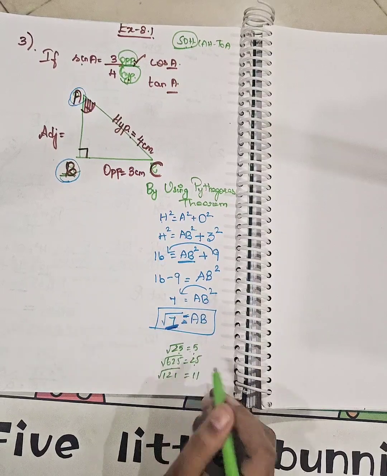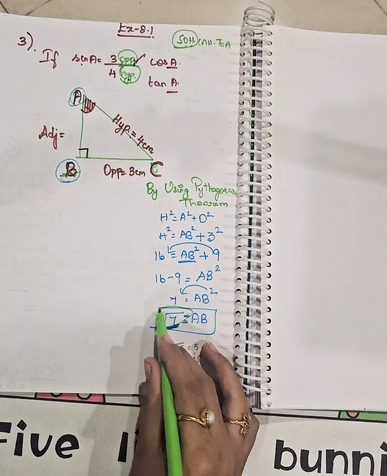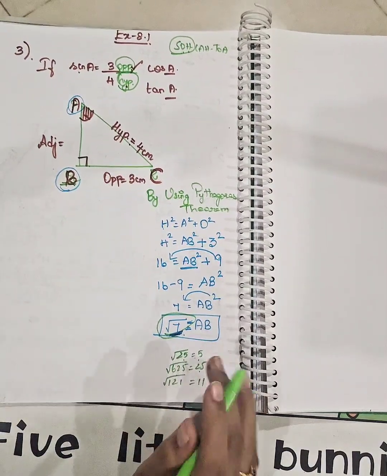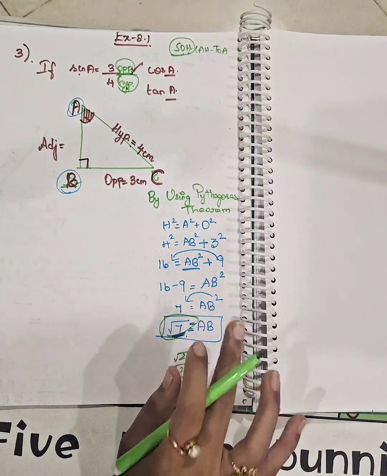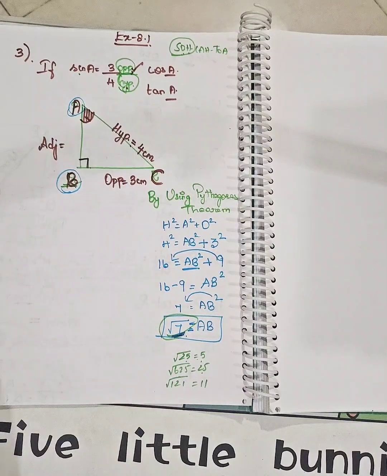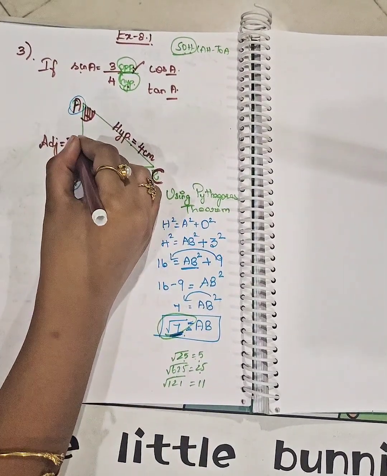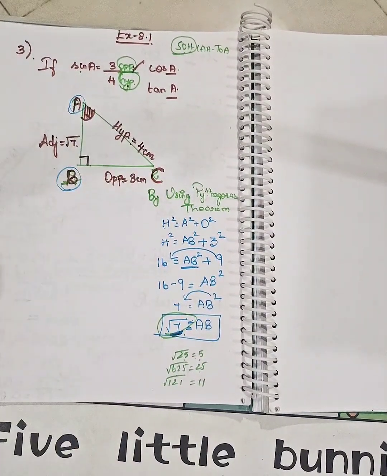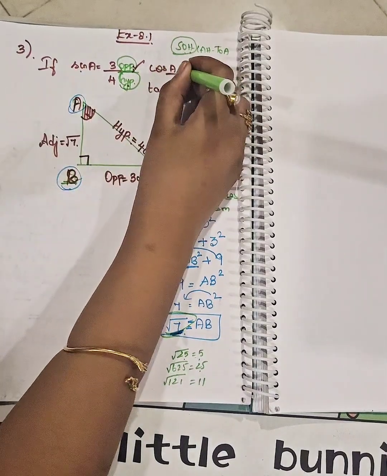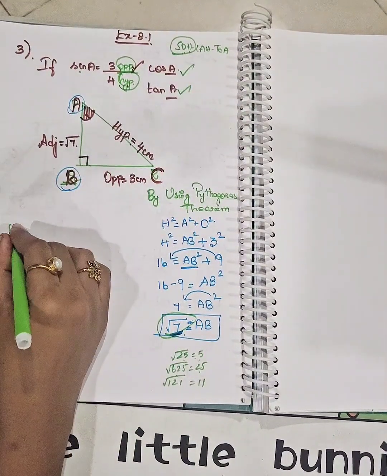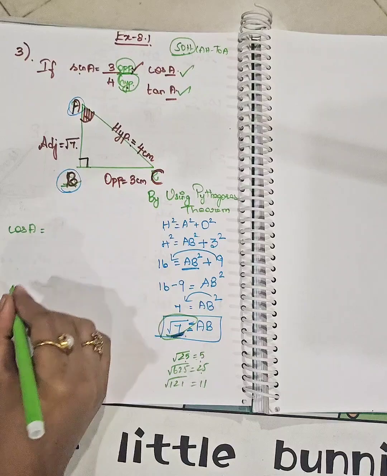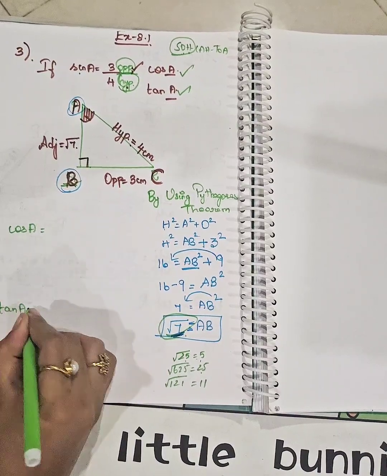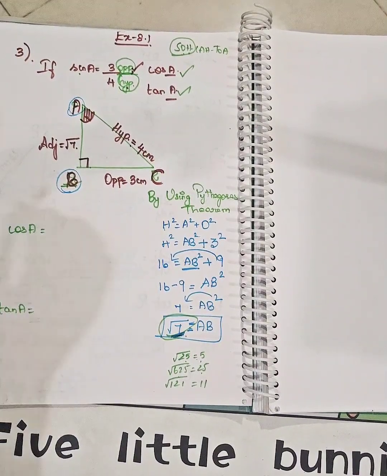And this is how we should find the square root. Since 7 is not a perfect square number, we can't find the square root of that. So let AB be root 7. So what is the adjacent side we have found? Root of 7. Now let us find the answers for the given question. Find cos A and tan A. Obviously, we know the formulas for this.